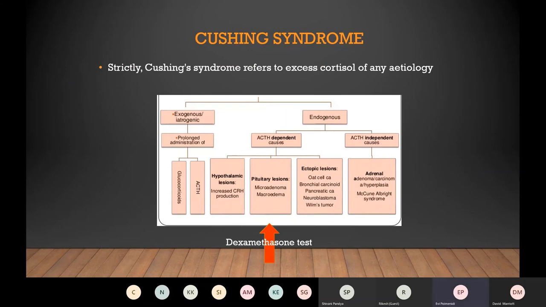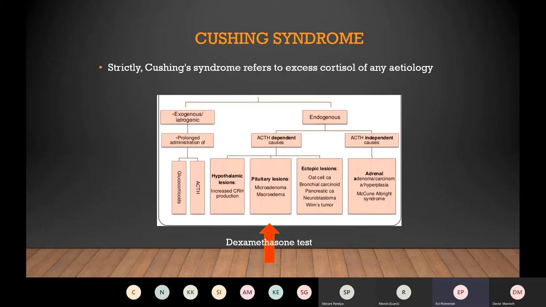Now, strictly when we're talking about Cushing's syndrome, we refer to the excess of cortisol, but it can be of any etiology. Cushing's disease, remember, has to do with a tumour in the pituitary gland that leads to an increased ACTH and then increased cortisol. Cushing's syndrome can be either exogenous or endogenous. The exogenous is when we're doing something as doctors, so either we're giving exogenous glucocorticoids or ACTH.